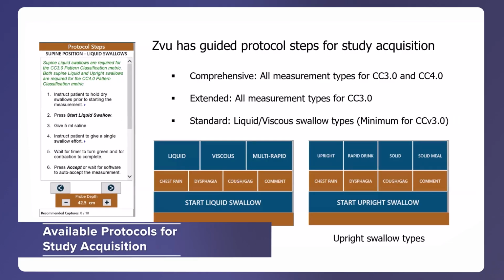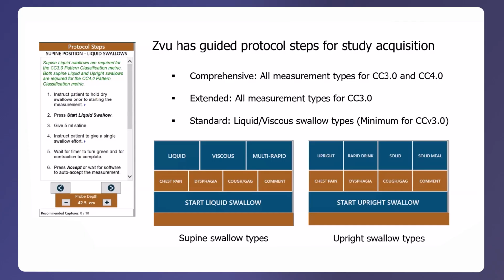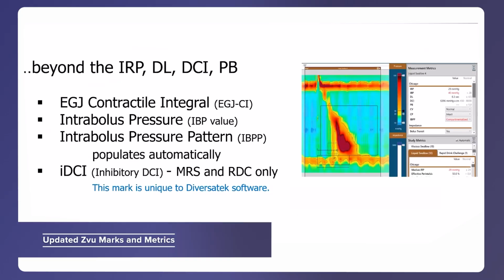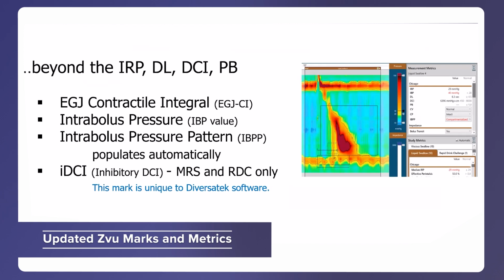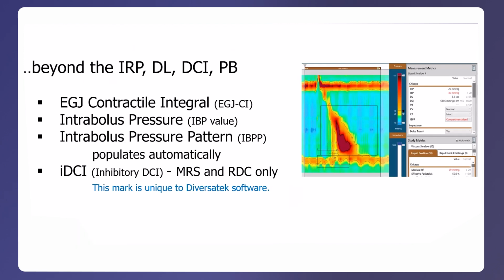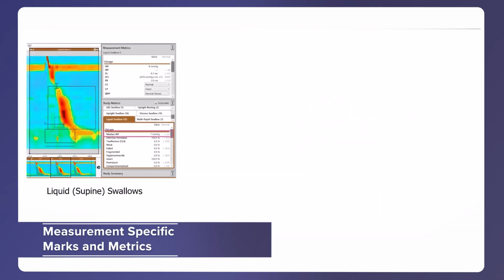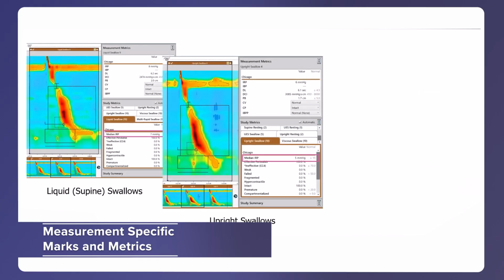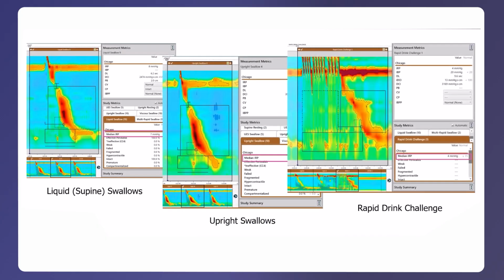ZView now includes guided steps and unique measurements as discussed in Chicago 4. In the ZView analysis, we have added marks for the EGJ-CI, intrabolus pressure value, intrabolus pressure pattern (IBPP), and the inhibitory DCI. This last mark is unique to Diversitech software and is applied in the multiple rapid swallow and rapid drink challenge measurements, as described in the Chicago 4 publications. Each measurement type has specific analysis marks, metrics, normal values, and composite thresholds. Here are a few examples.